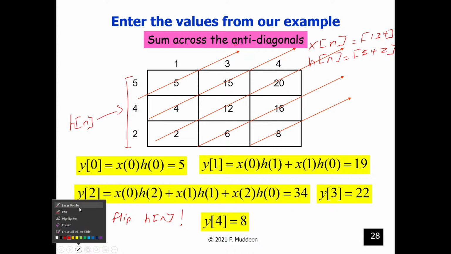So for our example here, we put our x of n values on top of the table and our h of n values on the left hand side of the table. And then wherever the cells intersect accordingly, we just did the multiplication. So we got 1 by 5 here will give us 5, 3 by 5 will give us 15, and so forth. And we filled out the table accordingly. And then to get the output result, we just summed across the anti-diagonals to get our y of n vector, representing the result of the convolution. So y0 here would have been 5, y1 here would have been 4 plus 15, y2 would have been 2 plus 12 plus 20, y3 would have been 6 plus 16, and y4 here would have been 8.